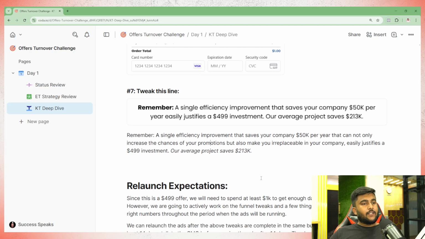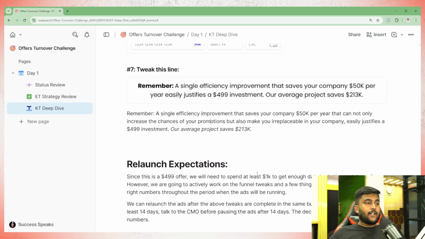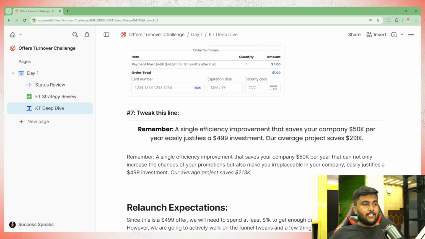And then after that, I have also suggested to the client that since this is a $499 offer, we will need to spend at least $1,000 to get enough data to do the next deep dive, right? Once we get all of this data after spending $1,000, we'll be able to come back to this and do another deep dive to see what the numbers are and so on and so forth. That's when I'm going to record the updates for this particular client, right?